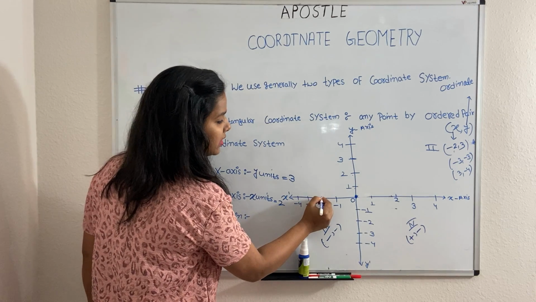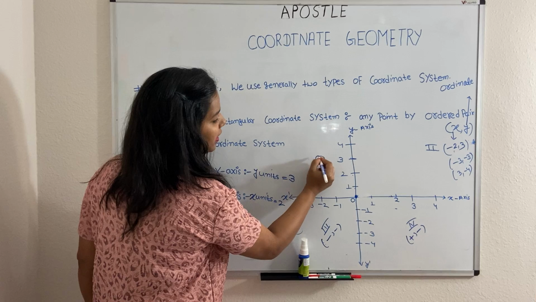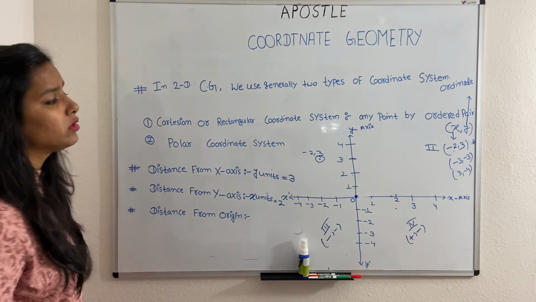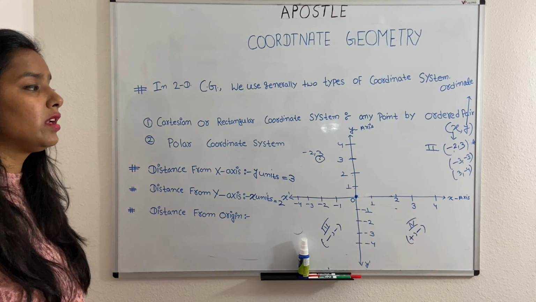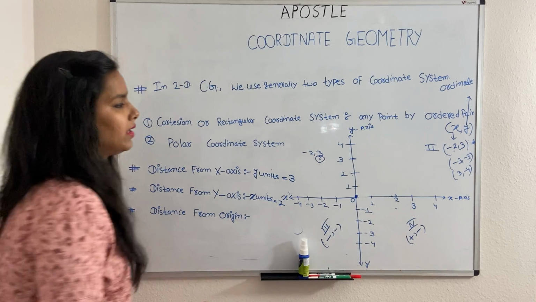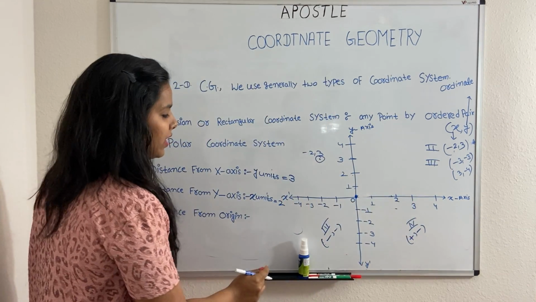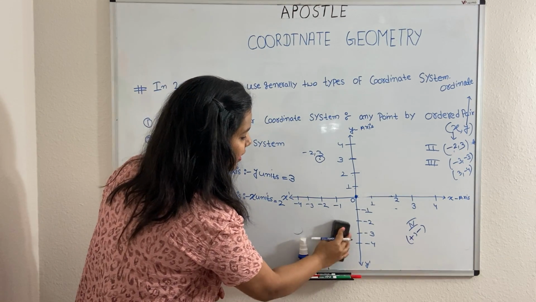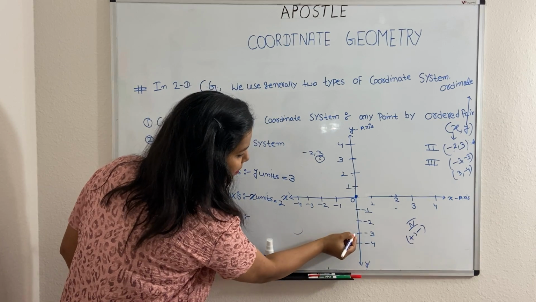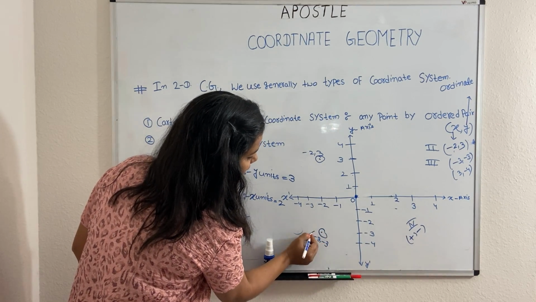So minus 2 is here and 3 is here. So I can mark this point here as minus 2 comma 3. Clear? Now, where is minus 3 comma 3? Both are negative, so minus 3 comma 3 lies in the third quadrant. Where is minus 3 comma 3? On x minus 3 is here, and on y 3 is here. So the point is here, minus 3 comma 3.